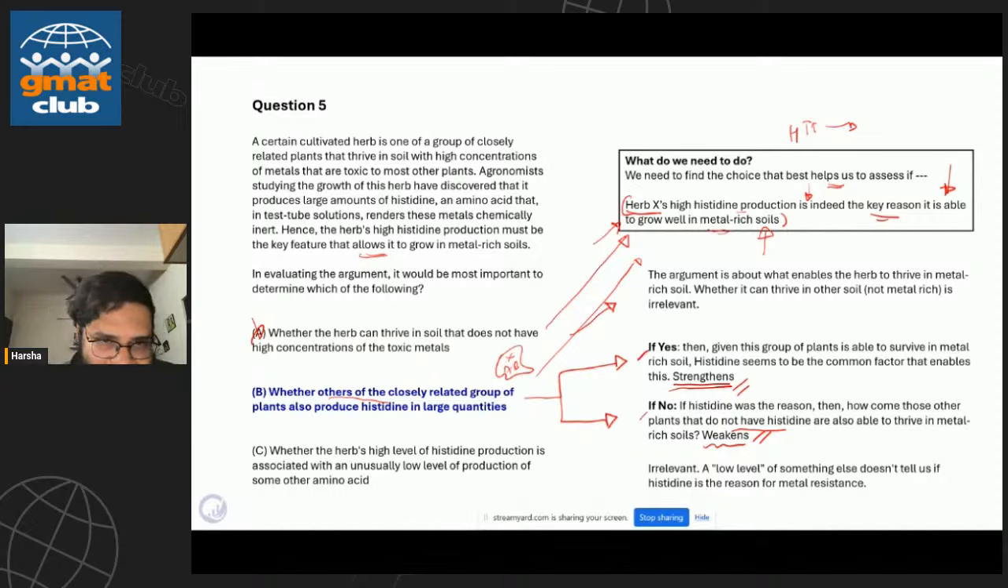Now let's look at choice C as well. Whether the herb's high level of histidine production is associated with an unusually low level of production of some other amino acid. This should be easy to reject on one point, which is, what is this amino acid? What function does it play in this entire equation with regard to the growth in the metal rich soil? There's no clue, there's no context to this, right? A low level of some other chemical, it doesn't tell us one way or the other anything about whether histidine is a reason this particular herb is able to grow. So I hope C is also clear. You should be able to reject this. We're keeping this on hold.